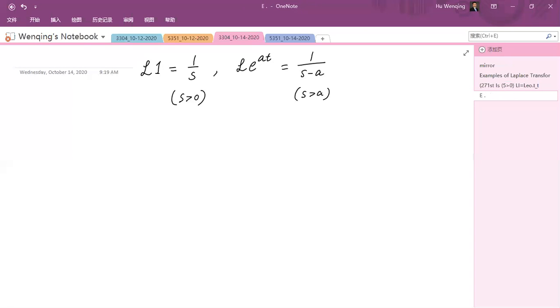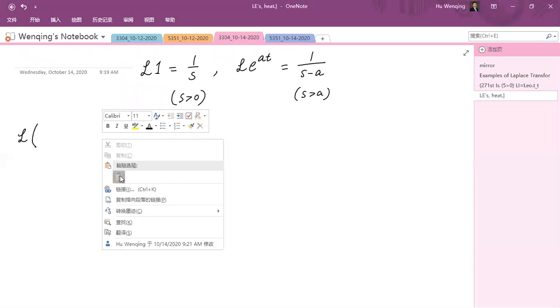We have seen two examples so far in today's lecture. Now we're going to work with one more example. What is the Laplace transform of the following function? 5e^(2t) plus 3. Let me just use this function. I would like to consider 5e^(2t) plus 3.